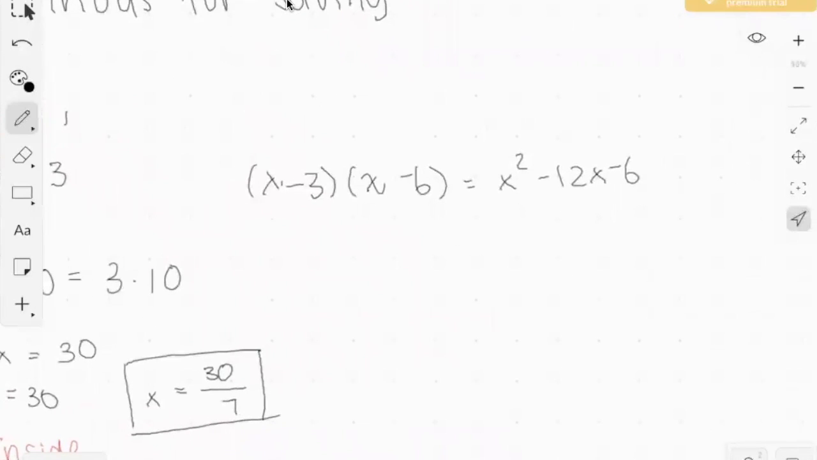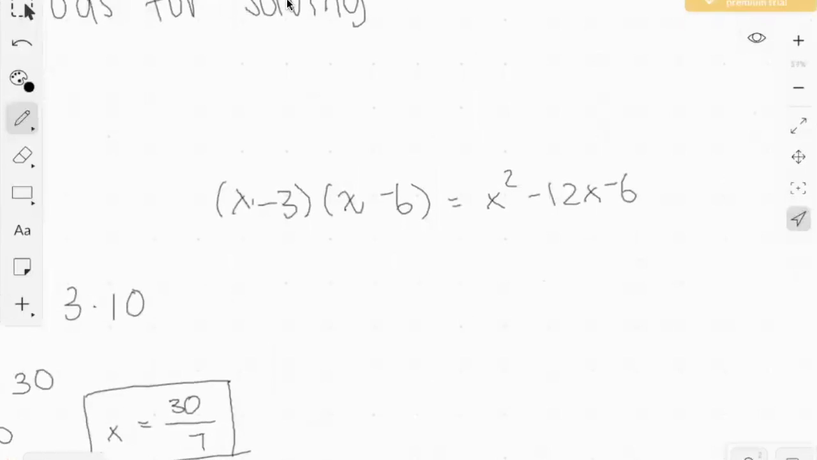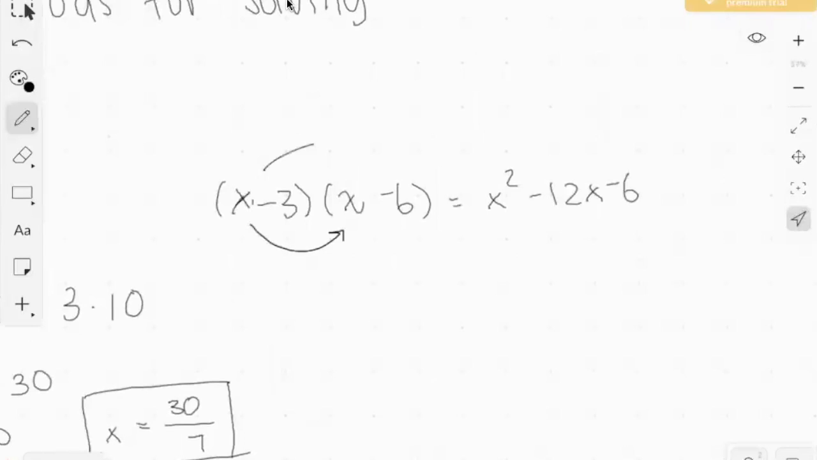The next thing is a binomial, so multiplying binomials question. So we have x minus 3 times x minus 6 equals x squared minus 12x minus 6. So going off of what Oleg said about how you can multiply binomials without boxes, we're just going to take this like that. So you multiply x by x, and then x by negative 6, negative 3 by x, and negative 3 by negative 6.